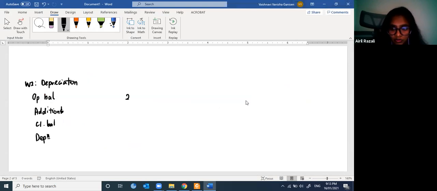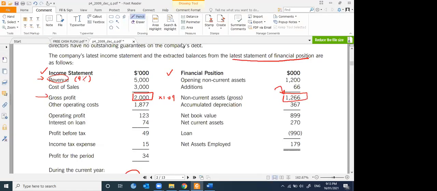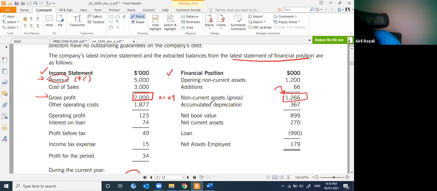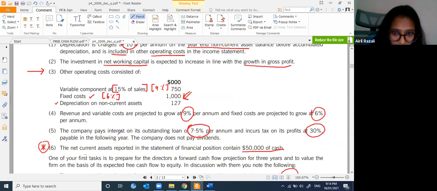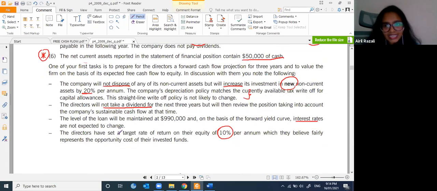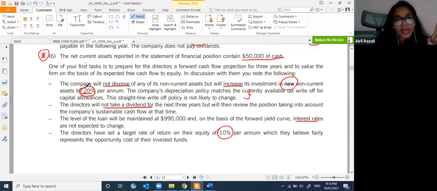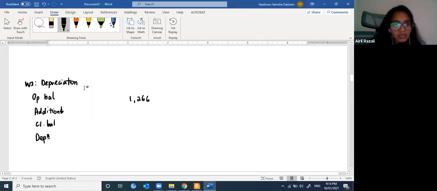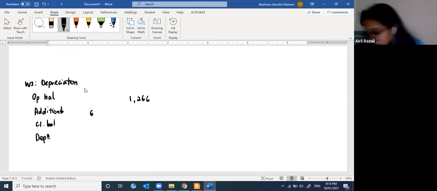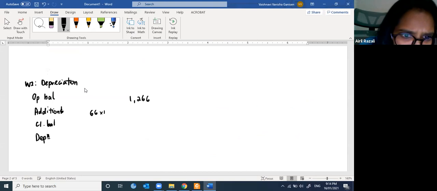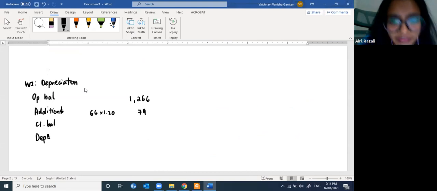So for year 1, 1266. How will my additions grow? My additions will grow by, if I'm not mistaken, 20% every year. Let me go and double check. Yes, increase the investment in new non-current asset by 20% per annum. That means your addition will grow by 20% every year. So here, my additions would be 66 multiply 1.20. So it should be 79.